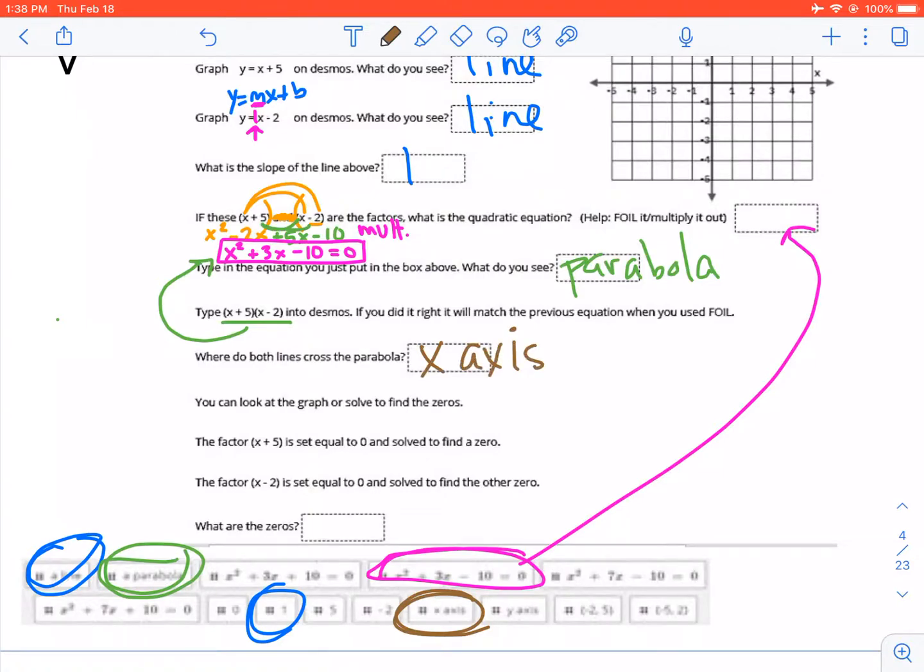You can look at the graph or solve to find the zeros. So if x plus 5 equals 0, when we solve that, we do minus 5 on both sides. These zero out, and so we get x equals negative 5. So we need one with a negative 5 in it, so it's going to be this one right here. But I'm going to go ahead and show you on the graph how I can do it without solving the equation, and then we're also going to solve the equation and look at the graph for the next one.